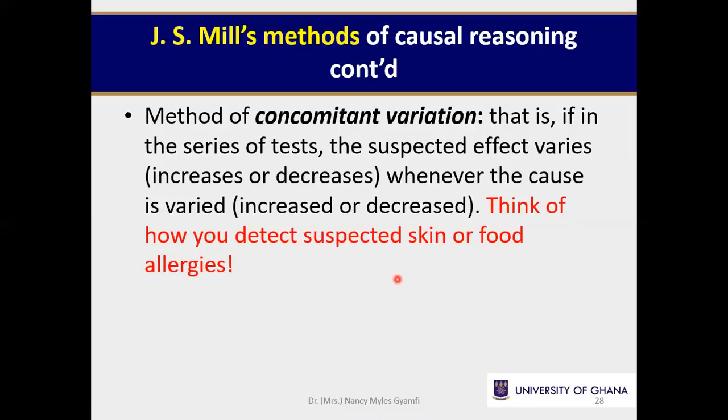If it goes this way, the other one follows. If it comes down, the other one comes down. Or sometimes it's inverse. But either way, anytime the antecedent condition varies, the consequent condition also varies. So it's a concomitant variation, an accompanying variation, sort of. Not a big word at all.